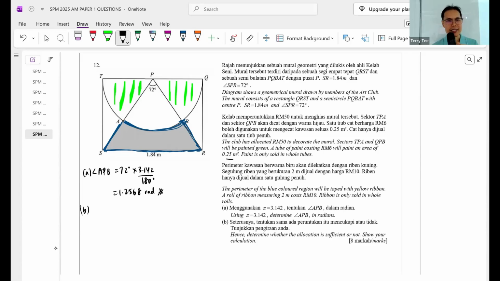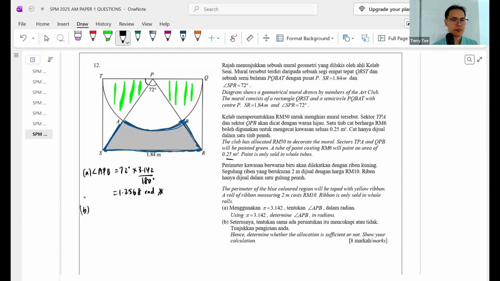Okay, so basically we will calculate the area of the green part and the perimeter of the blue part, and calculate whether the cost to buy the tubes of paint and the rolls of ribbon added together is more than 50 or less than 50. Okay, let's start with this one.